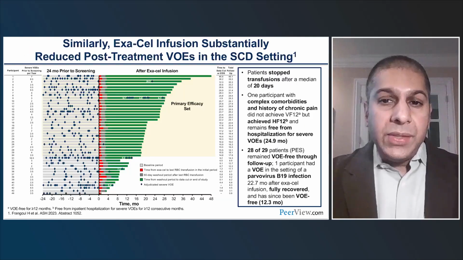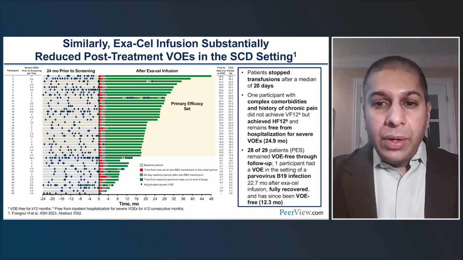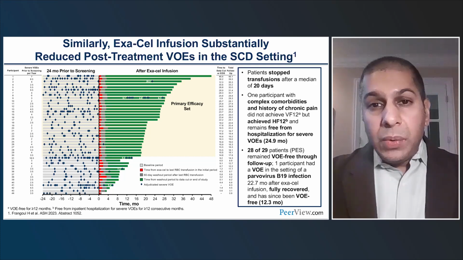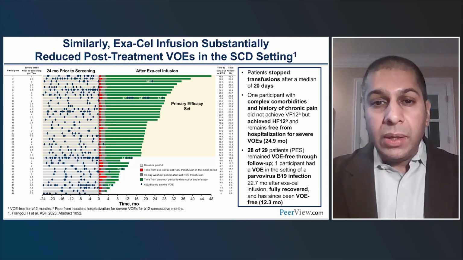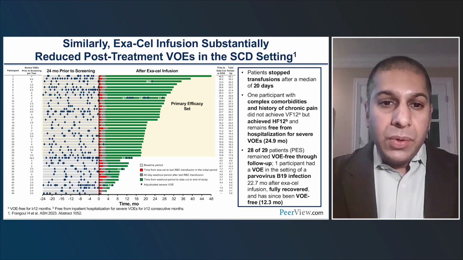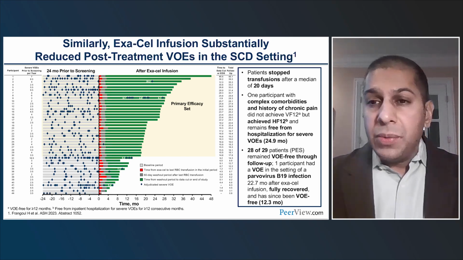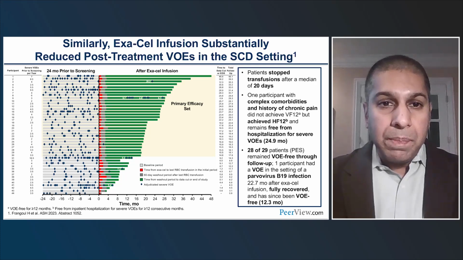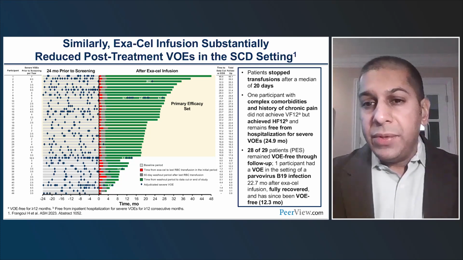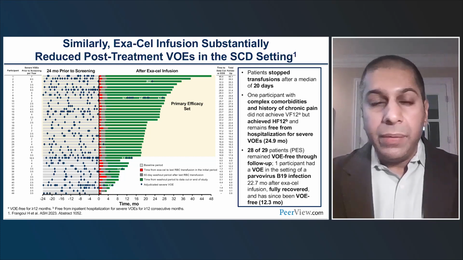The other approach is exa-cel, and here you're introducing a switch to the BCL11A that augments fetal hemoglobin. But very similarly, the rate of vaso-occlusive episodes post-infusion and engraftment are substantially reduced, as shown here. And this is updated data from ASH, also in 2023 last month. And both of these encouraging results have led to the FDA approval in December of 2023.